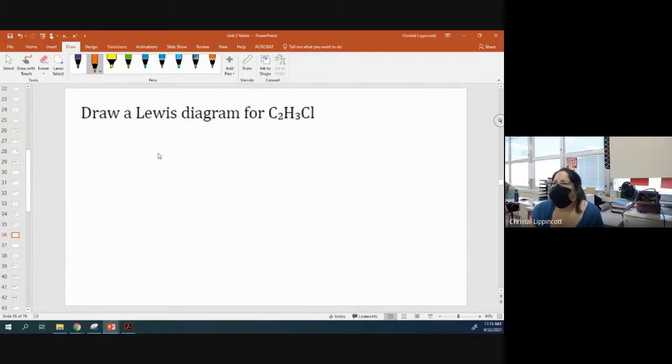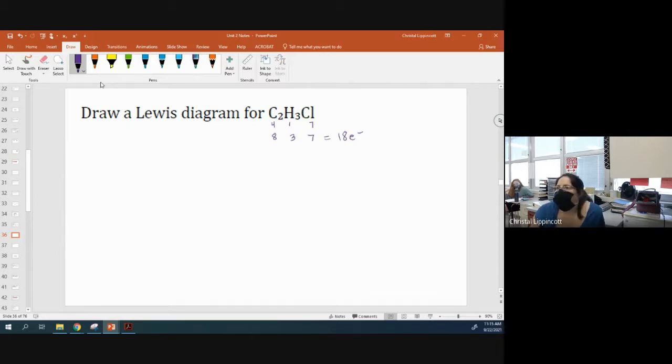So let's see if we can draw this. What's going to be in the center? Carbon. Okay. We also need to count up how many electrons we've got here. So carbon, I've got 2 of them, times 4 is going to give me 8. 3 times 1 is going to give me 3, and then 7 here. So that's going to be a total of 18 electrons. Anybody not know where I got 18 from? Talk to me now. Don't be afraid.